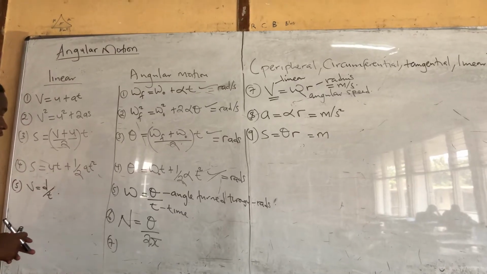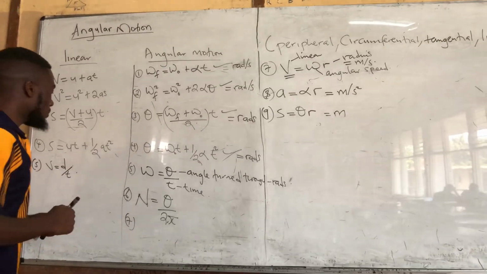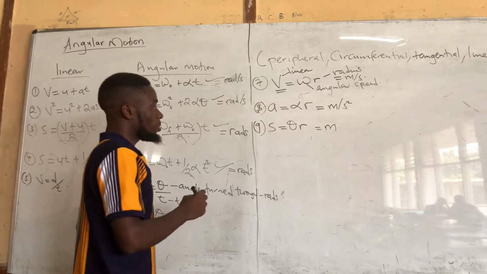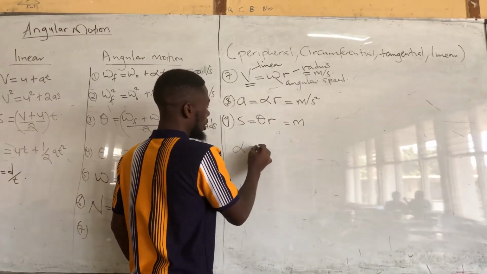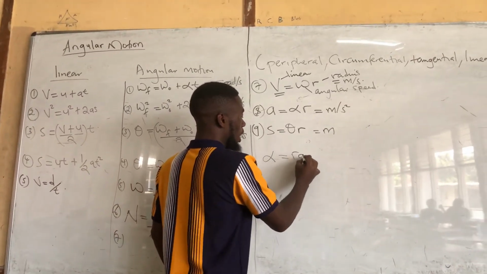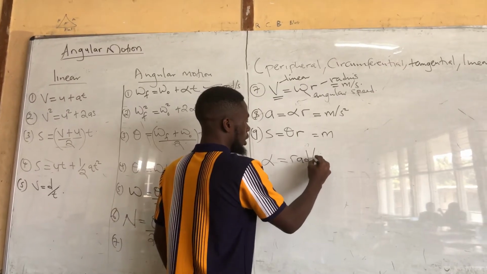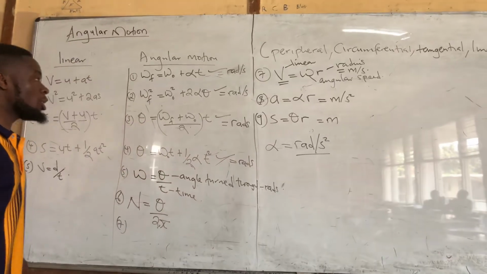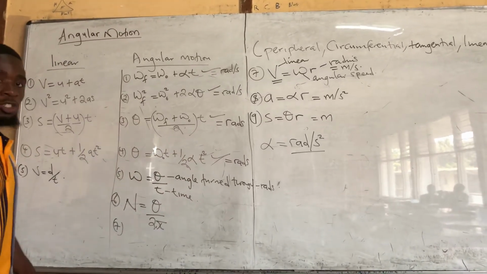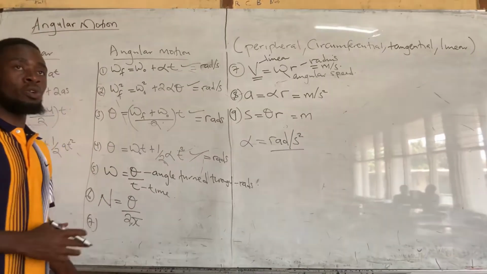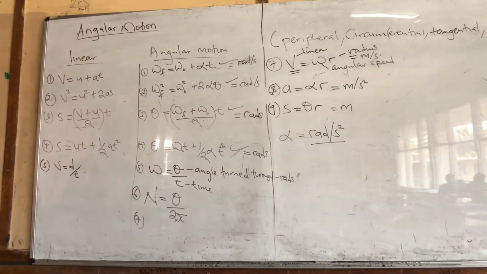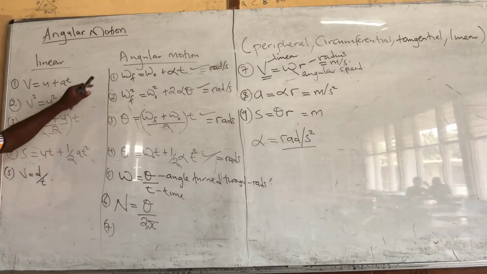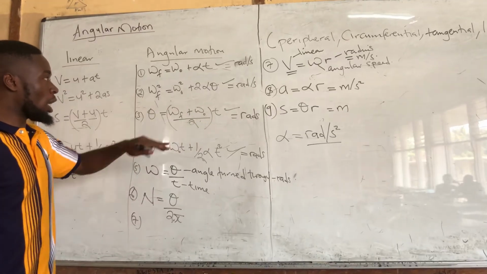For angular acceleration here, the units will be rad per second squared. So these are the units here. And this angular motion here is strictly about formulas. We only use formulas and the answers will find themselves. So now we are done with all the formulas that we need on angular motion.